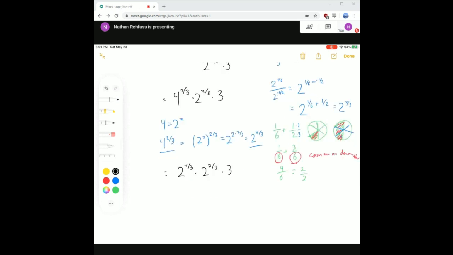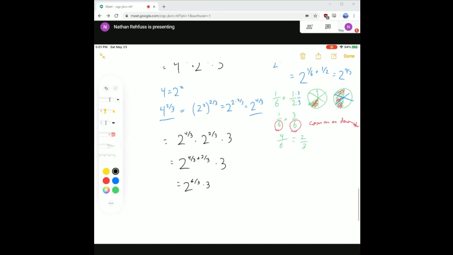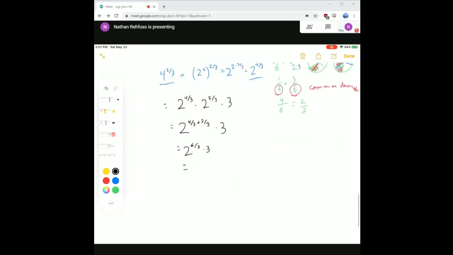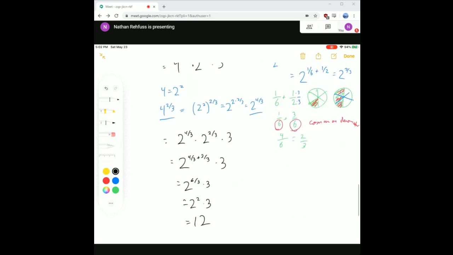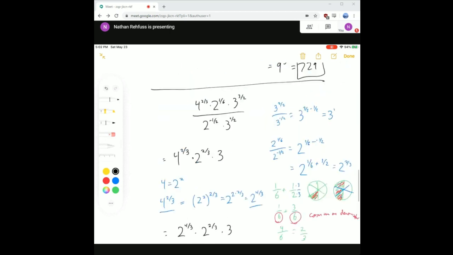Oh, I love it when this happens. This is going to turn into a nice whole number because that's 2 to the 4/3 plus 2/3 times 3. 4/3 plus 2/3 is 6/3. 6/3 is just a fancy way of writing 2. 2 squared is 4 times 3 is 12. So this whole crazy expression is really just equal to 12, but you wouldn't know it if you didn't have exponent properties.